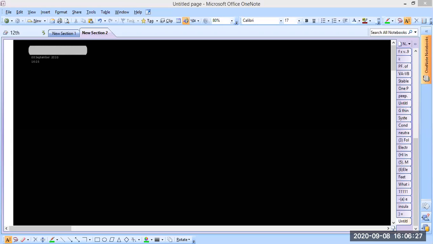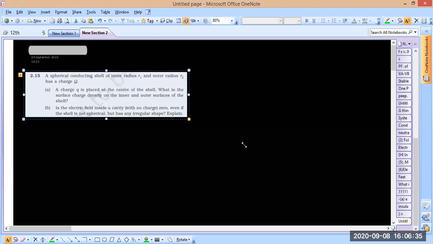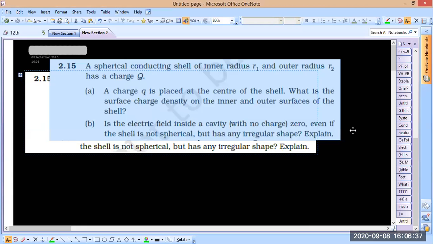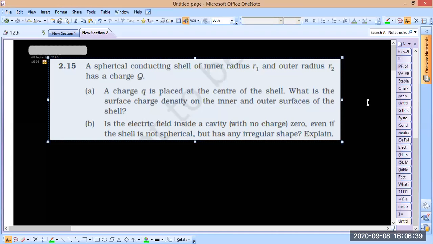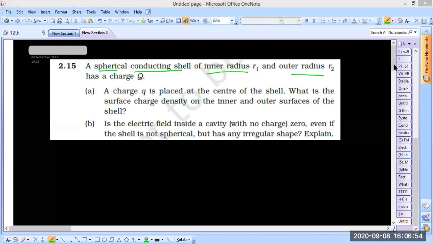See, we will definitely use things that we have learned yesterday. All right, so I hope everyone is ready. Okay, so here is the question 15 from the exercise on your screen. A spherical conducting shell of inner radius r1 and outer radius r2. Remember, it's a spherical conducting shell, right?